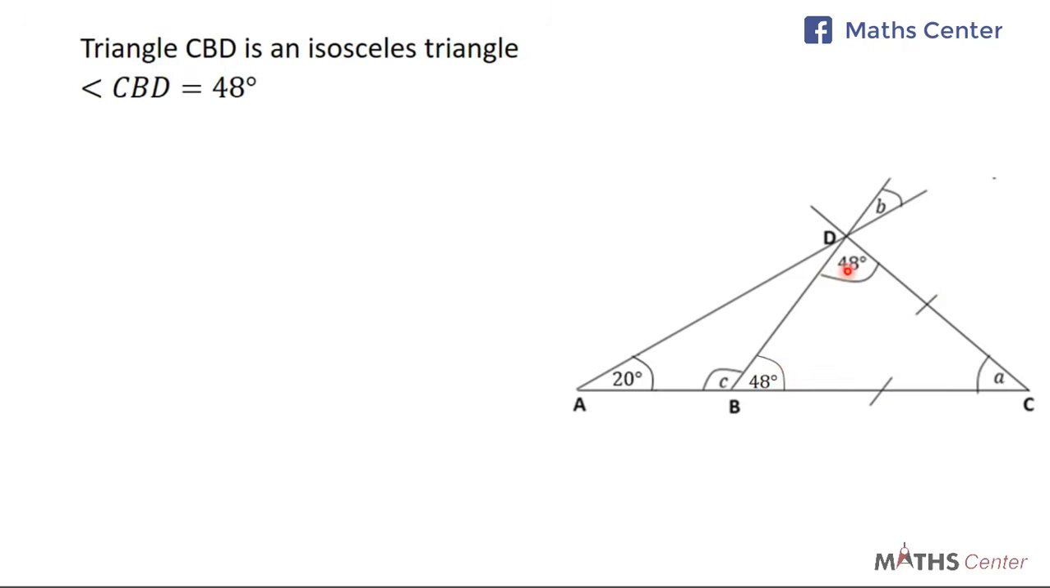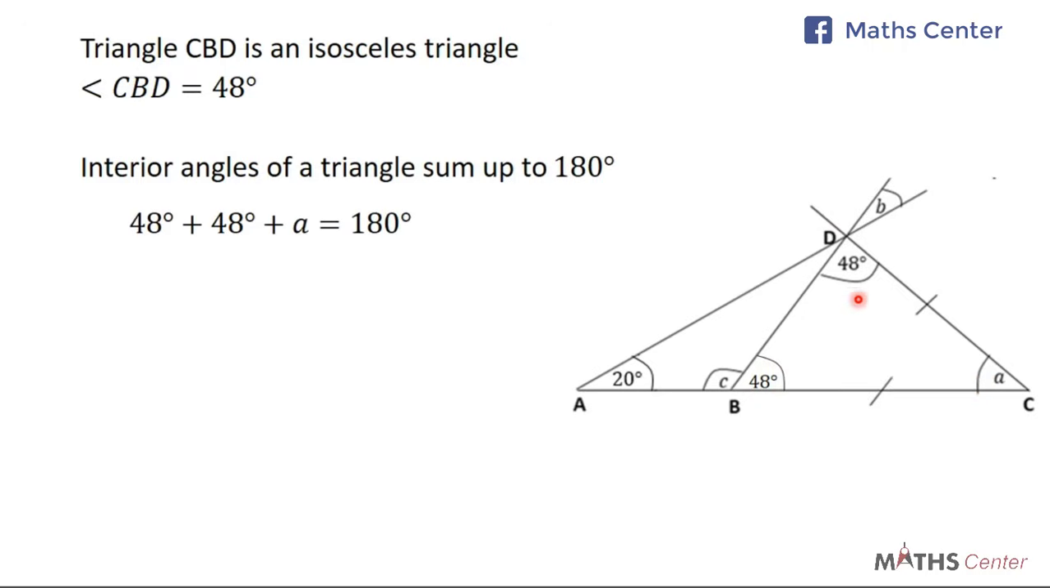Now, because we found here to be 48, here is 48 and here is A, we can use the fact that interior angles of a triangle sum up to 180 degrees to find A, because we have triangle CBD, we have this interior angle, we have this, and we have this letter here, so we can find it. So we can say that 48 degrees plus 48 degrees plus A will give us 180 degrees. So from here, 48 plus 48 will give us 96. So we have 96 degrees plus A to give us 180 degrees. So if you simplify, A is giving us 84 degrees. So we found A. Let's move on.